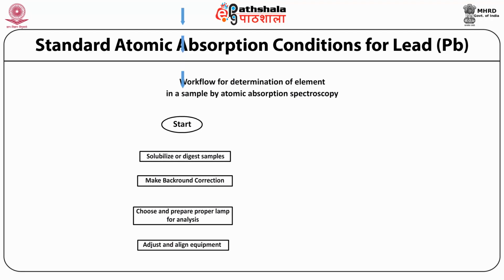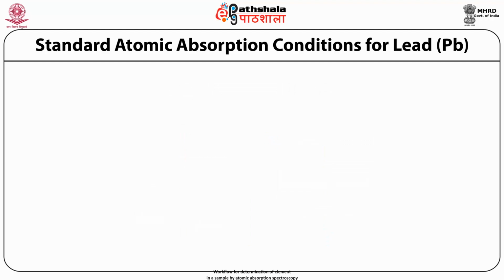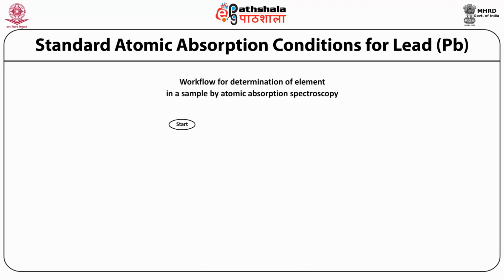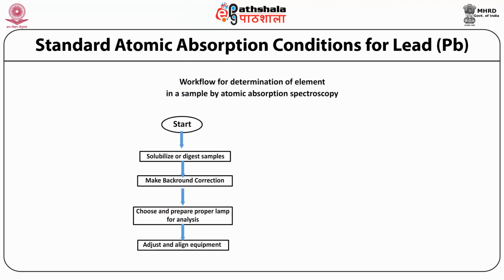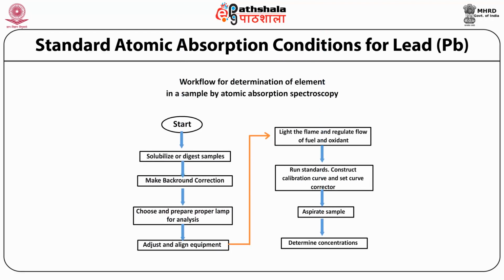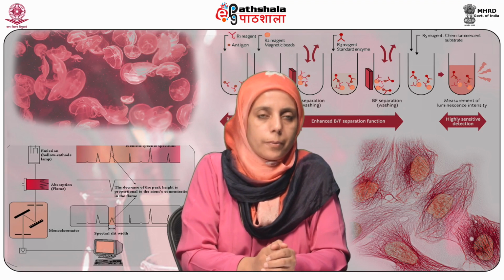To start the protocol, first the sample is collected and it is solubilized or digested depending upon the source of the sample. In the instrument, the background corrections are made and the lamp source of light is chosen and prepared properly for analysis. The instrument is adjusted and aligned and the flame is lit and the fuel flow and oxidant flow are regulated. Then a standard is run and a calibration curve is constructed, and from this calibration curve, coming to analysis of lead in water.